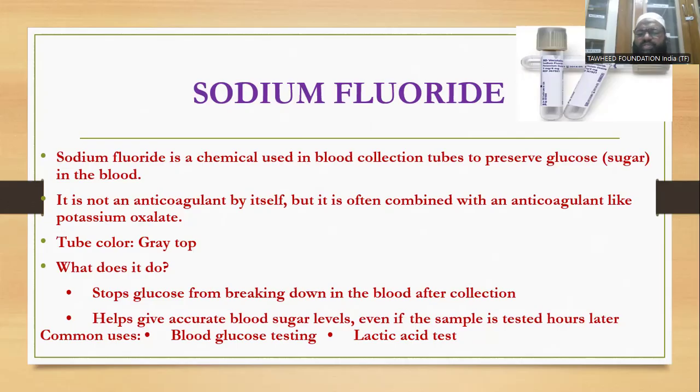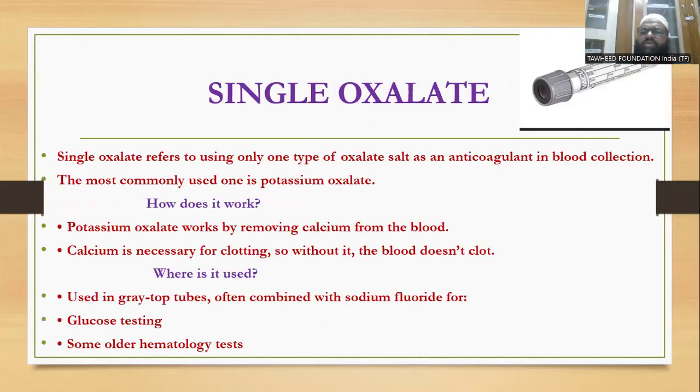Gray top tubes, what does it do? Stops glucose from breaking down in the blood after collection. Helps give accurate blood sugar levels, even if the sample is tested hours later. Common uses are blood glucose testing and lactic acid test. So again here, single oxalate is there, and single oxalate refers to using only one type of oxalate salt as an anticoagulant in blood collection.